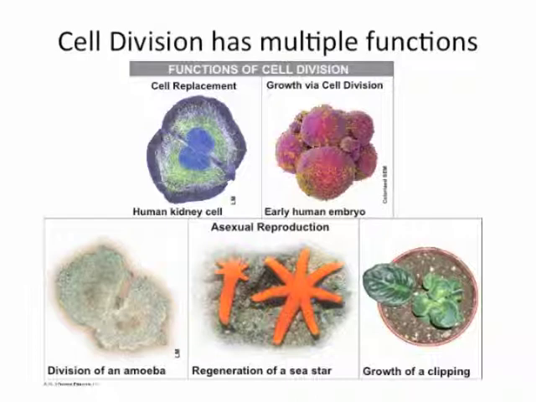So cell division is required for growth. That's kind of what I was just talking about, so that one on the right there. So going from an early human embryo up to a full-grown adult. But it's also responsible for cell replacement. So when you injure yourself, if you get a cut, your skin cells need to divide and replicate so they can patch up that cut.